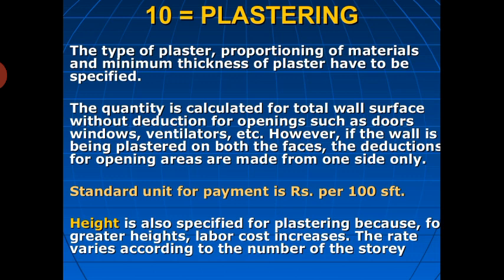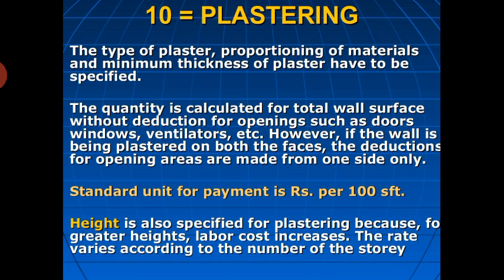Plastering, the type of plasters, proportioning of the materials, and the minimum thickness of the plasters have to be specified. The quantity is calculated for total walls surface without deduction for openings such as doors, windows, ventilators, etc. However, if the wall is being plastered on both the faces, the deductions for opening areas are made from one side only. This is very important. So standard unit for payment is the square feet.